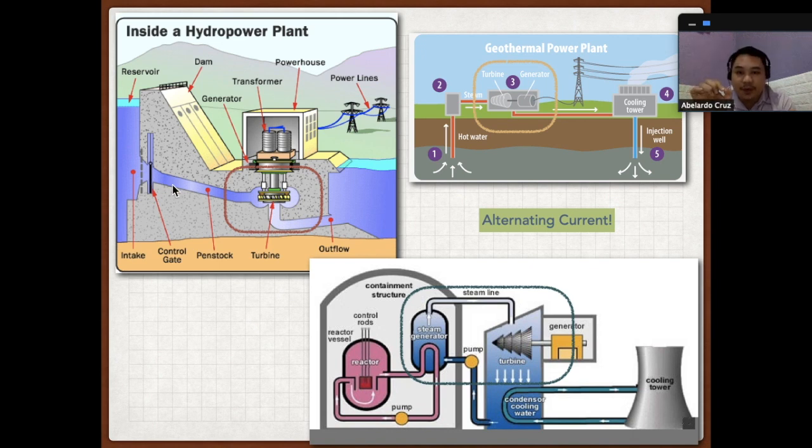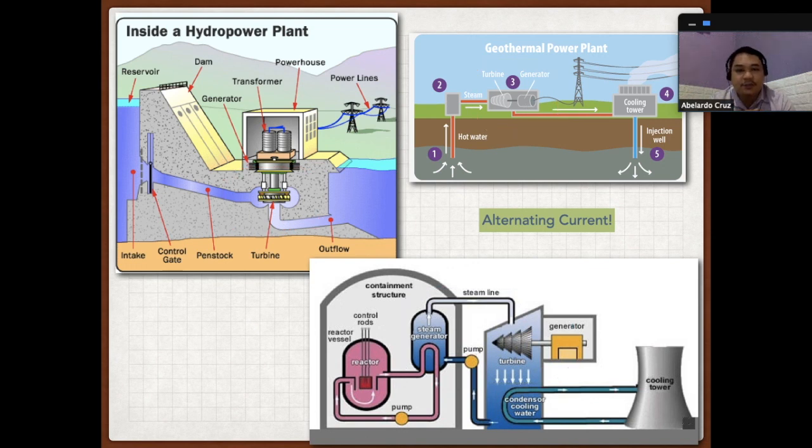So here, the water turns the turbine, and here also from the nuclear reaction, the water in the steam generator will allow the turbine to move. And also for the geothermal plant, the water becomes hot simply because of the ground, and then in the form of steam, the turbine is going to move, and therefore you're going to have your electricity.